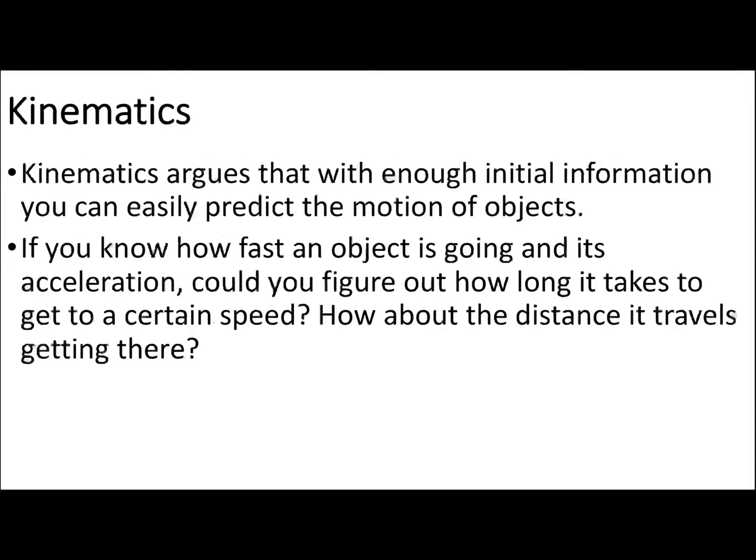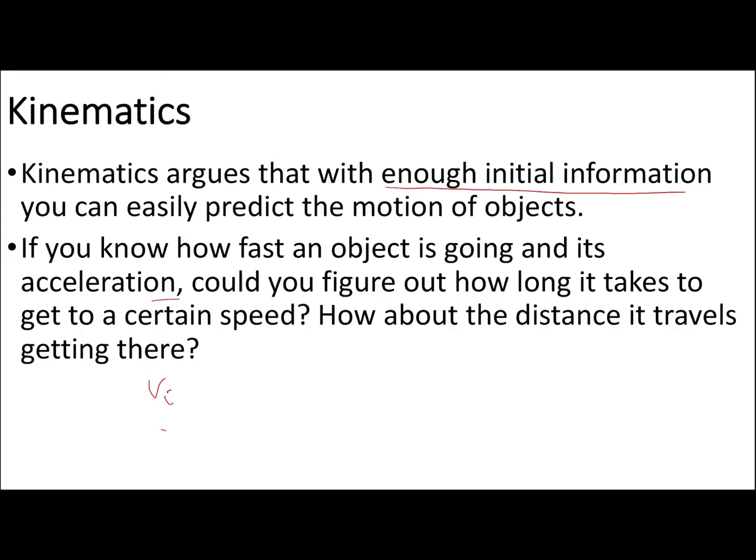So the basis of kinematics is that with enough initial information, we can easily predict the motion of objects. If I tell you just a few key facts, like maybe the initial speed and an acceleration, there's a lot of stuff we can figure out. If we know how fast an object is going and its acceleration, we could figure out how long it takes to get to a certain speed. Yeah, we could do that. How about the distance it travels while getting there? Could we work back and figure that out?